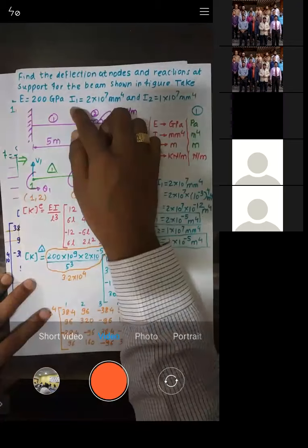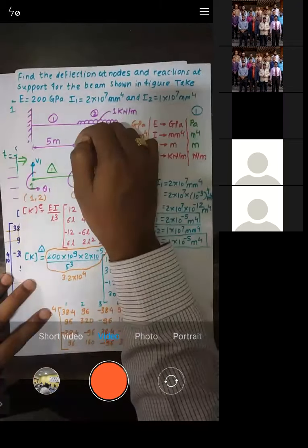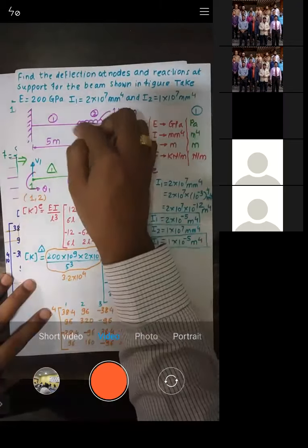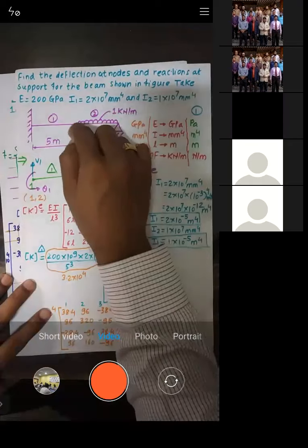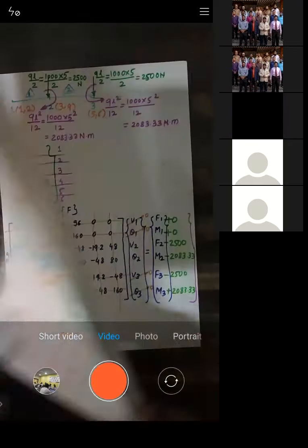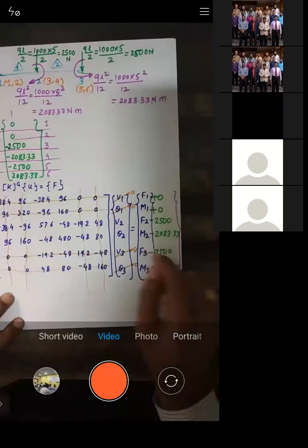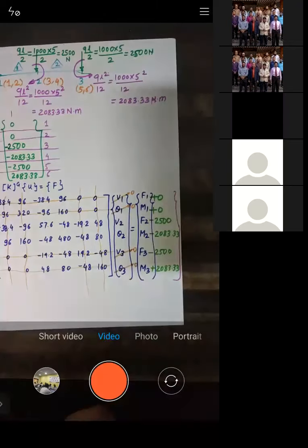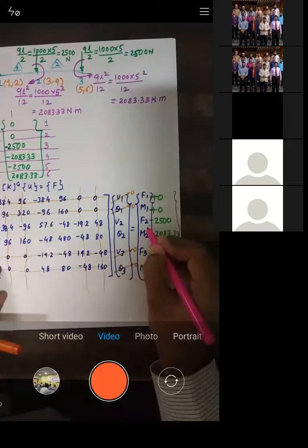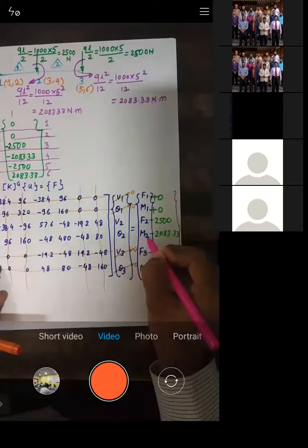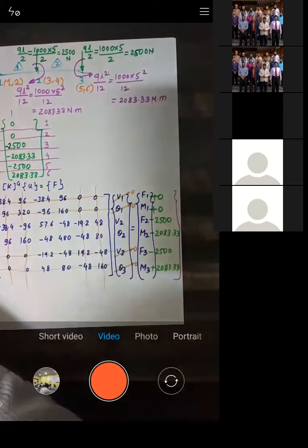Say 10 kilonewton is going downward, or is there any movement given at this particular point in clockwise or anti-clockwise direction? No, right? So no movement is given, and no force is given at node 2. Remember, this F2 is equal to 0, as well as the moment at node 2 is equal to 0, because it is not given in the problem.